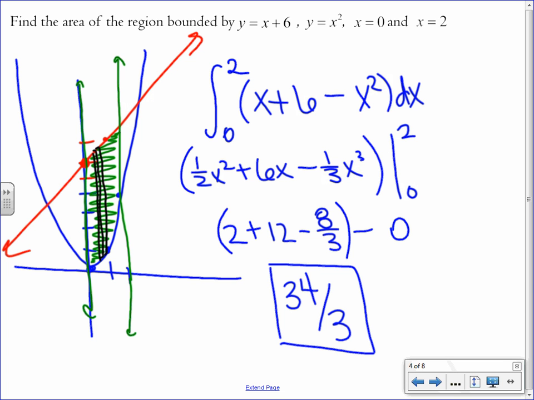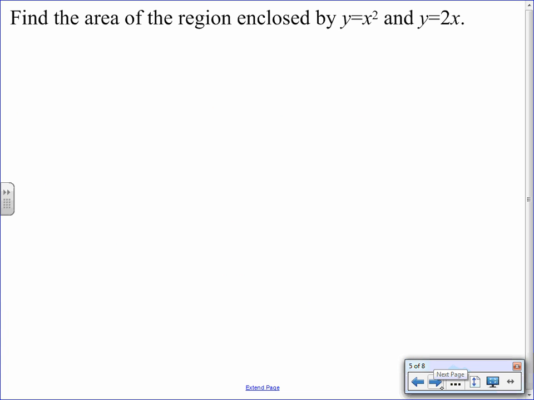There might be a couple of problems like that. Okay. Now, this one was nice because they basically gave us our limits of integration. Most times we're going to have to determine what the limits of integration are. We have a parabola and a line, 2 very easy things for us to graph, and 2 very easy functions for us to integrate.